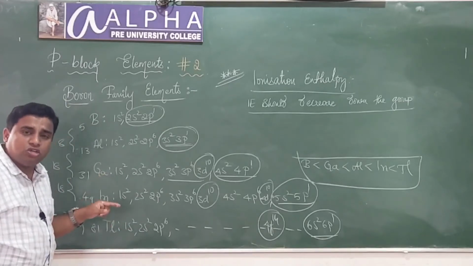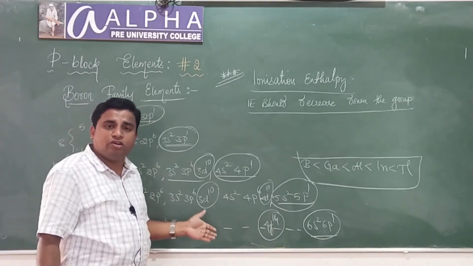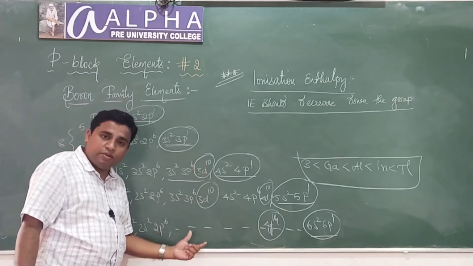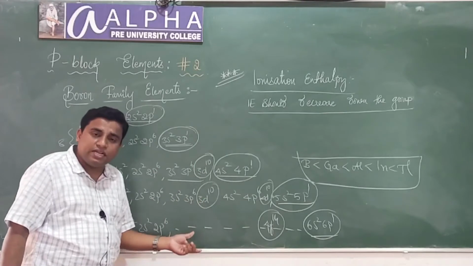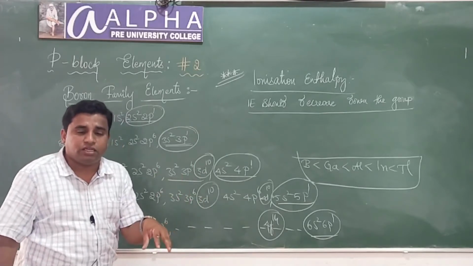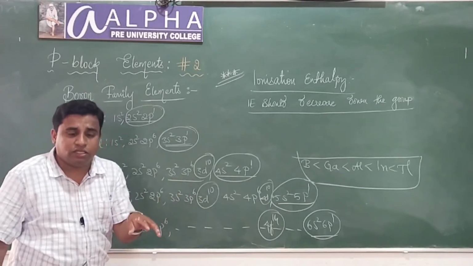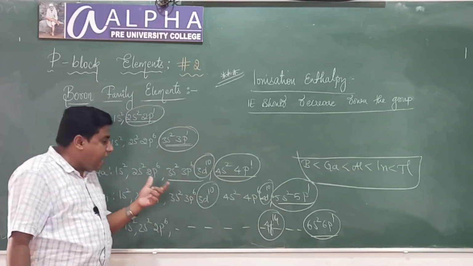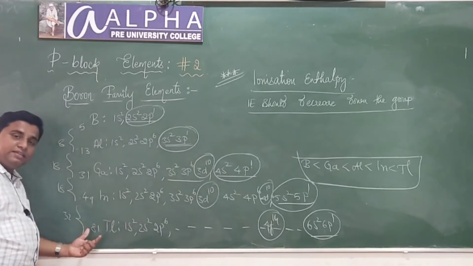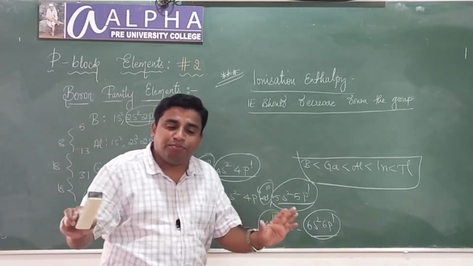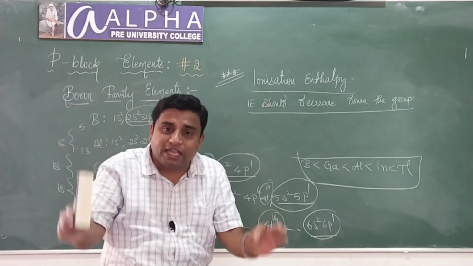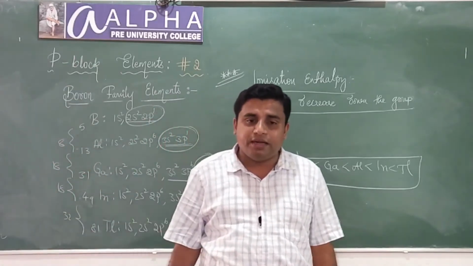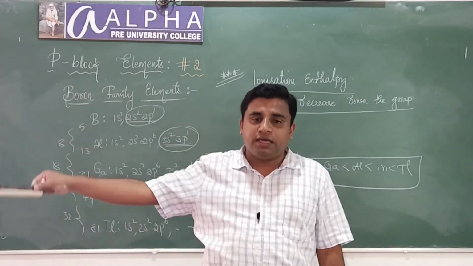Why? Because of its electronic configuration, because of the intervening d orbitals and f orbitals. We know d orbitals and f orbitals will exhibit poor shielding effect. Because of the poor shielding effect of d orbitals and f orbitals, as observed in gallium, indium, and thallium, ionization enthalpy will not decrease regularly among boron family elements.